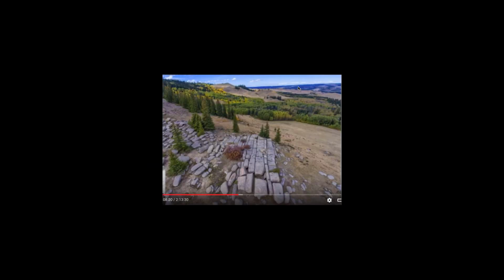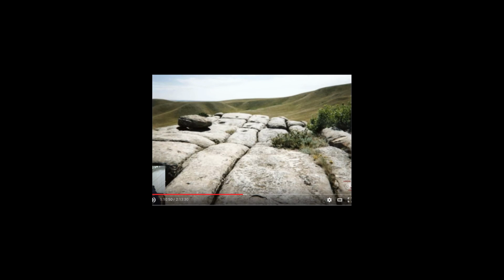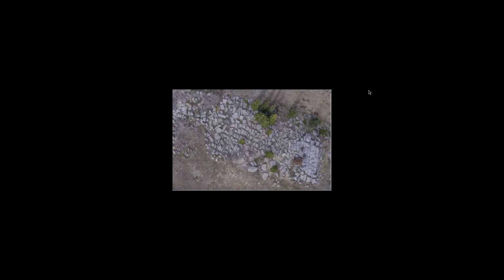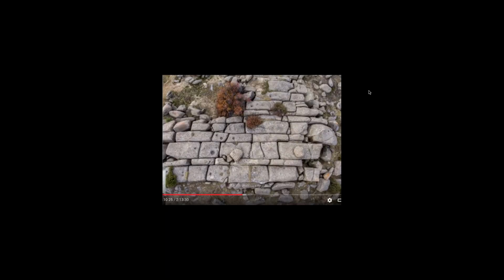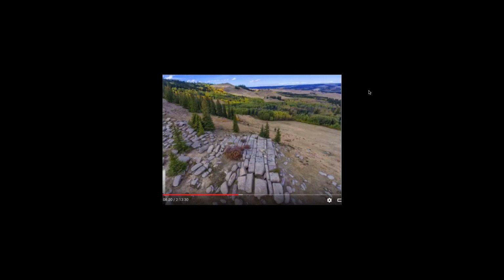But I think these little stone circles are not to be ignored, and the details on the edges of these rocks are not to be ignored. It's unfortunate that these images are not great resolution. Maybe if you have the full resolution original footage, you can post it in the comments, or if you know the location of it.